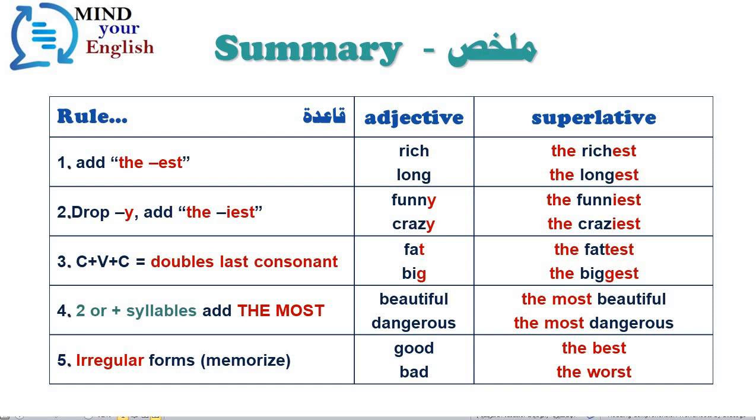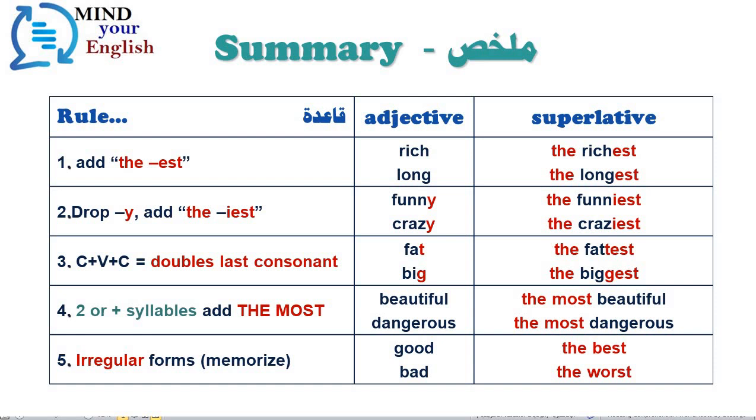Rule 3. Consonant plus vowel plus consonant. Double the last consonant and add the before the adjective. Then add est to the adjective. Adjectives fat and big. They become the fattest and the biggest.